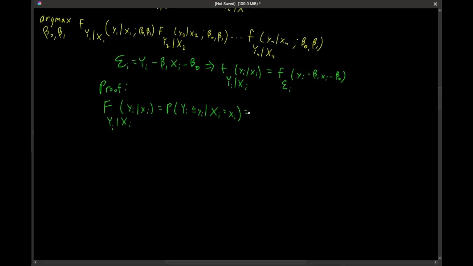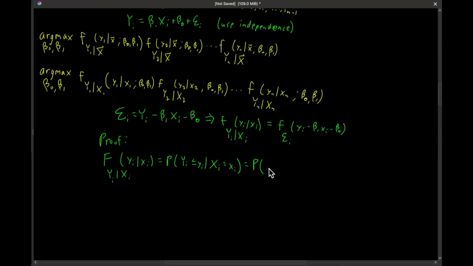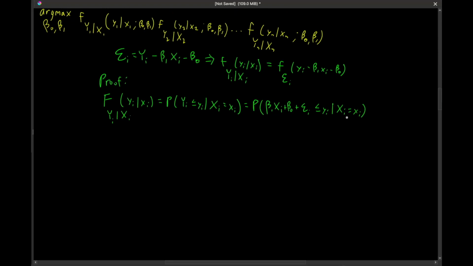So now at this point, we can replace this Yi with the following, just using the definition given up here. So this is capital Yi is less than or equal to lowercase yi, given Xi equals xi. At this point, Xi only appears here, and we're given what Xi is, so you can just replace this Xi with lowercase xi. So you get beta 1 lowercase xi plus beta 0 plus epsilon i is less than or equal to yi. And now epsilon i is the only random variable. Everything else here is given.